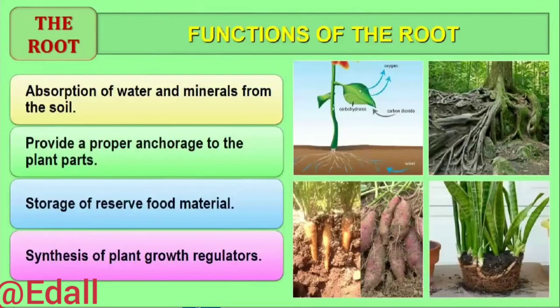The main functions of the root system are absorption of water and minerals from the soil, providing proper anchorage to the plant parts, storing reserve food material and synthesis of plant growth regulators.